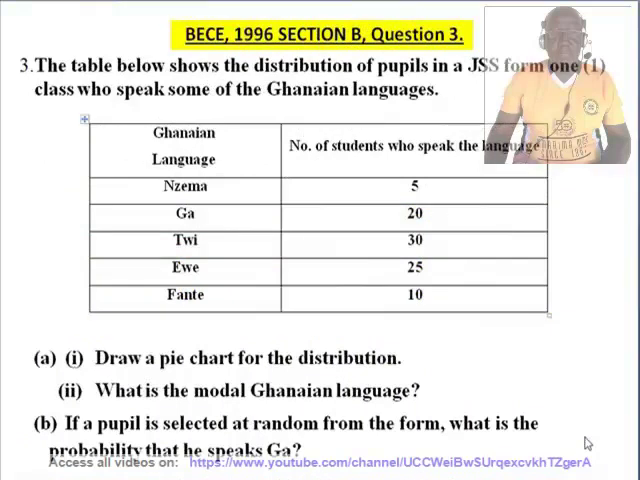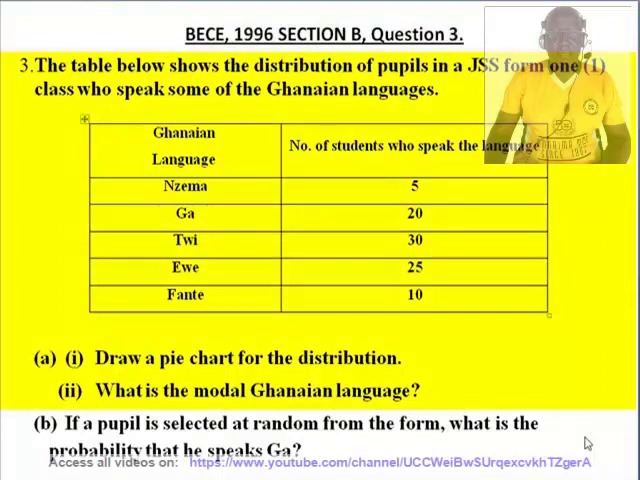BECE, 1996, Section B, Question 3. 3. The table below shows the distribution of pupils in the JSS Form 1 class who speak some of the Ghanaian languages. The Ghanaian languages spoken are Nzema, Ga, Twi, Ewe and Fanti, and the corresponding number of students who speak the language are 5, 20, 30, 25, and 10.